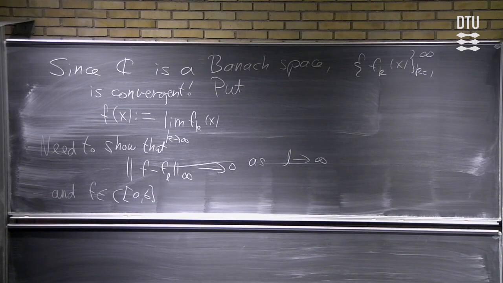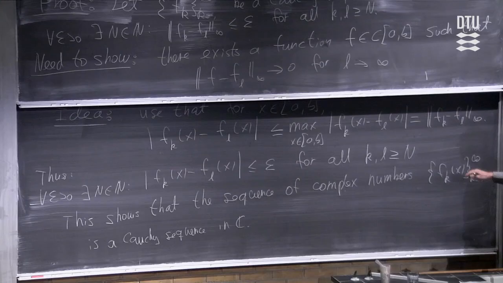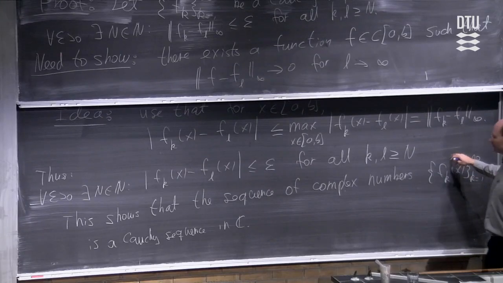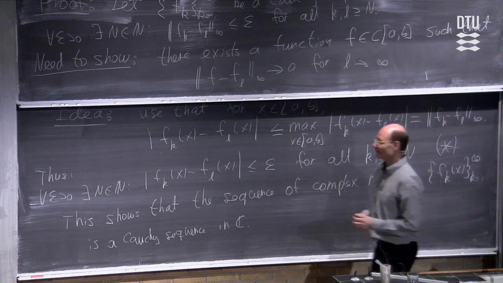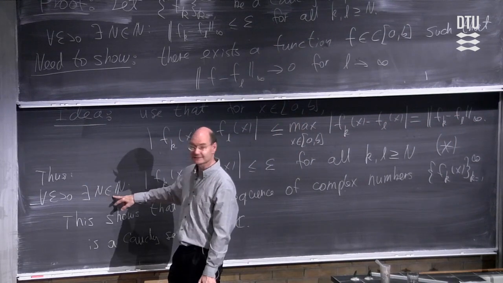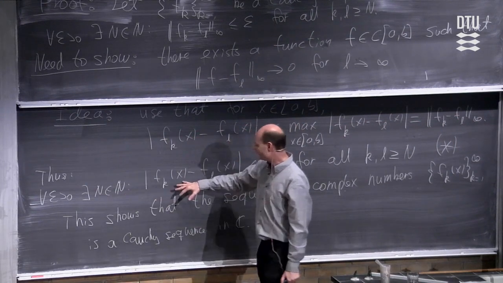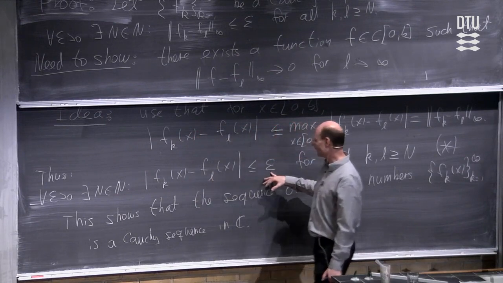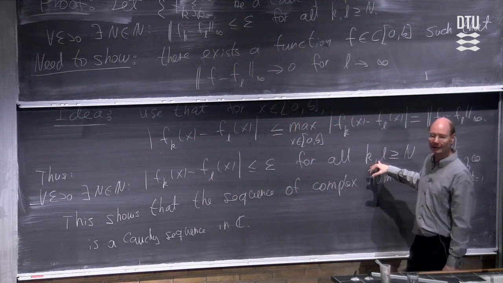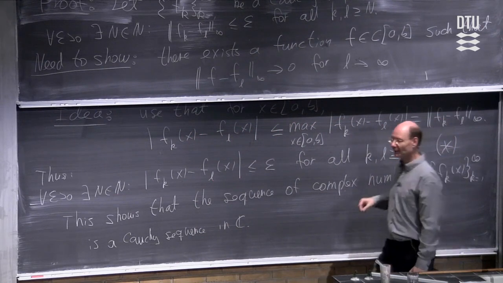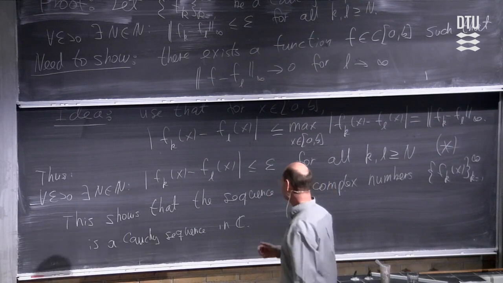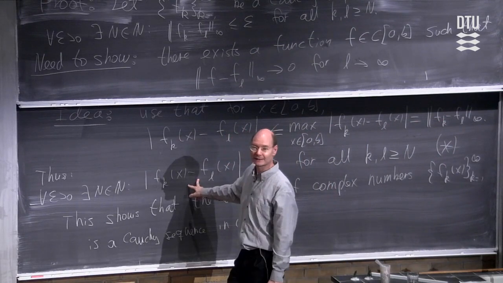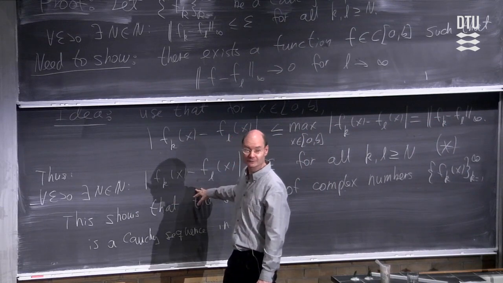So let's see how we can do that. If you go back and look at this one, it says that whenever we take any epsilon greater than 0, there exists an n such that |fk(x) - fl(x)| is smaller than or equal to epsilon for all k and l greater than n. Now, I get the idea that I will let k go to infinity. So if we let k go to infinity, what do you get out of this?